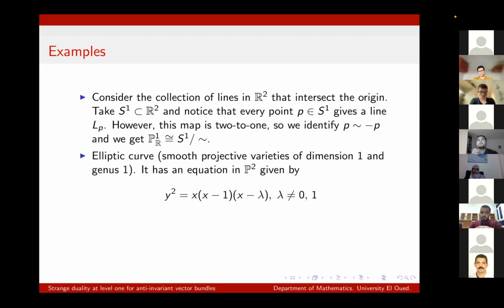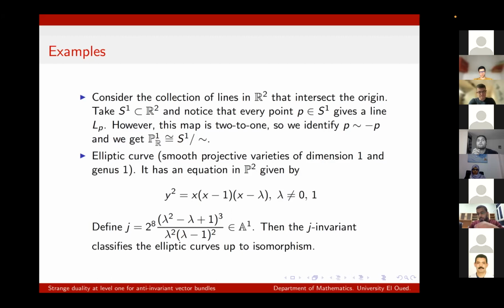And this lambda allows you to define what we call the j-invariant of the elliptic curves. If you have two elliptic curves with the same j-invariant, then they are isomorphic. And so you have a parameter space for isomorphism classes of elliptic curves, which is A1. So the j-invariant classifies all the elliptic curves up to isomorphism. These are two basic examples, and the solution in this case is complete. But in general, we cannot wish to get something like this.